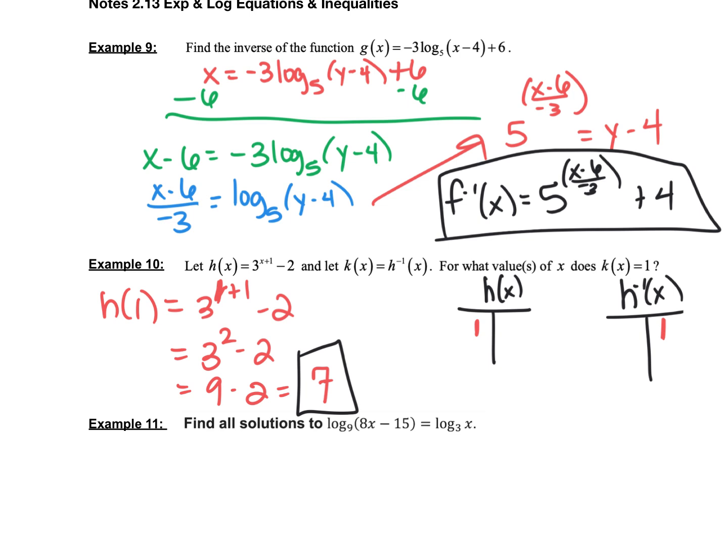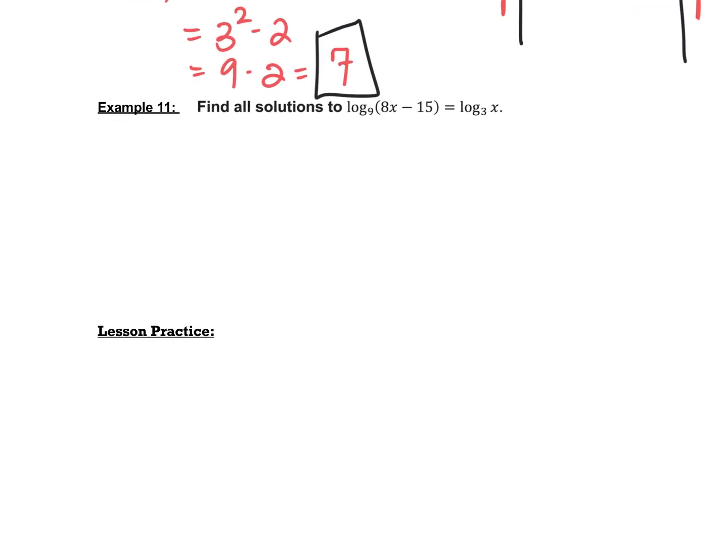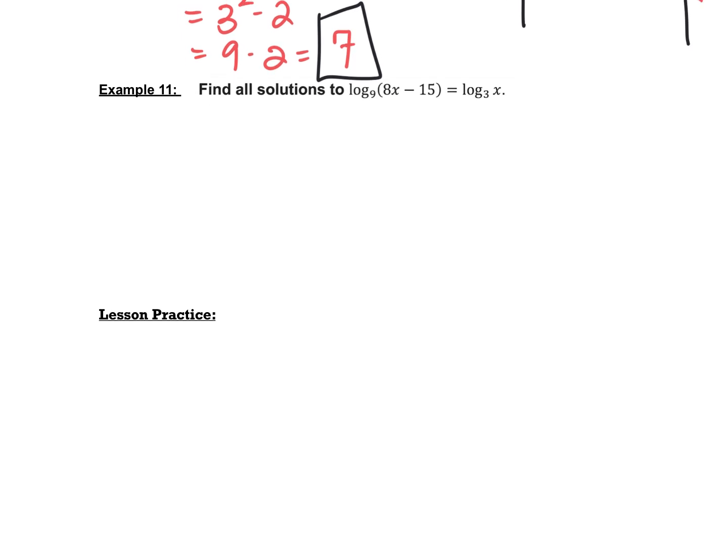All right, so let's jump back to our inverses, which was on page 3. Then we'll come back and finish out everything we've got left. So let's jump over and look at this last one. Now, it's a logarithmic equation. What do you notice about it when you start? They have different bases.